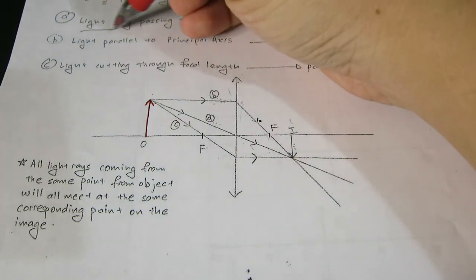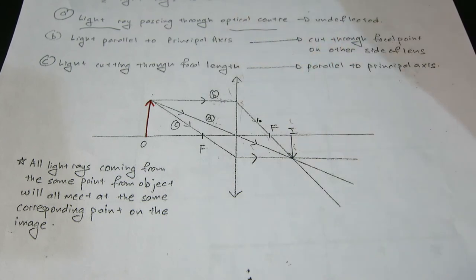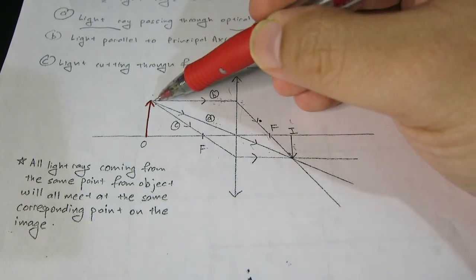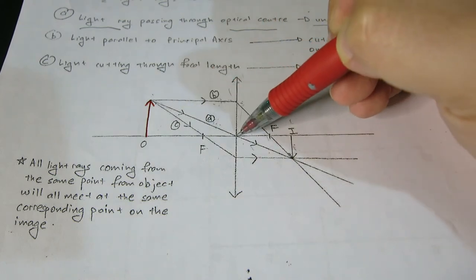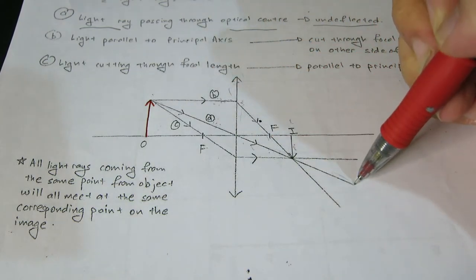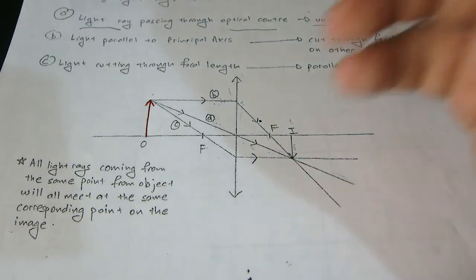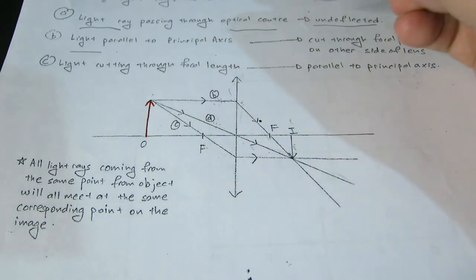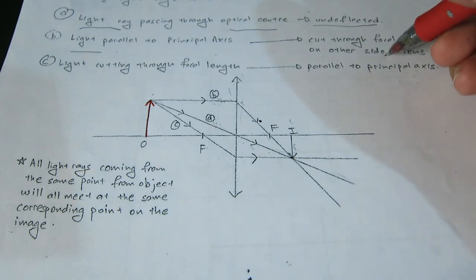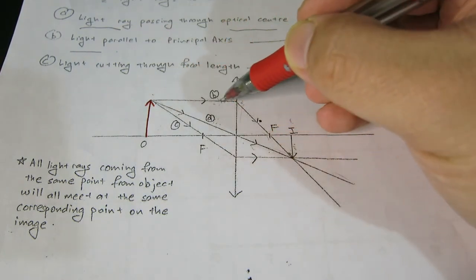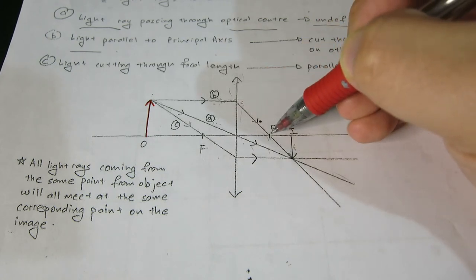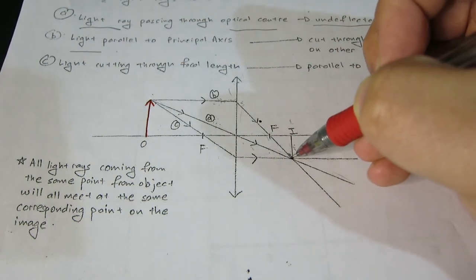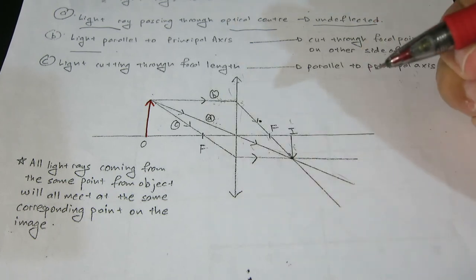The first light ray is the light ray that passes through the optical center. Any light ray that passes through the optical center will not change direction. It is undeflected. So if you look at my ray A, it passes through the optical center. It doesn't change direction. It will just move on straight. Now, the second light ray is ray B, the light ray that is parallel to the principal axis. It will always cut through the focal point on the other side of the lens. So any light ray parallel to the principal axis, when it hits the lens, will always cut through the focal point, and they meet. Honestly, light rays A and B are sufficient for me to find the convergence point already, because I only need two to be able to find out where the light rays converge.